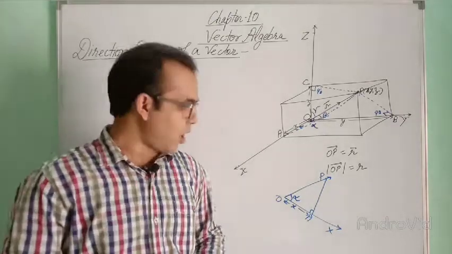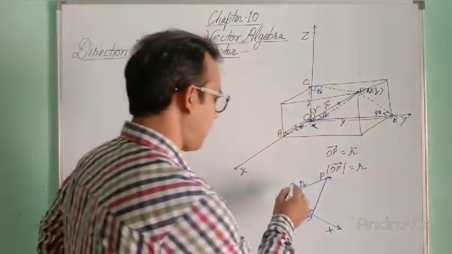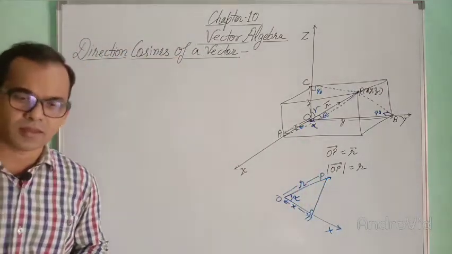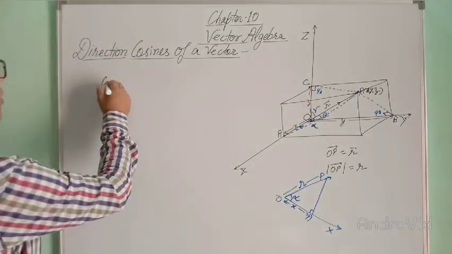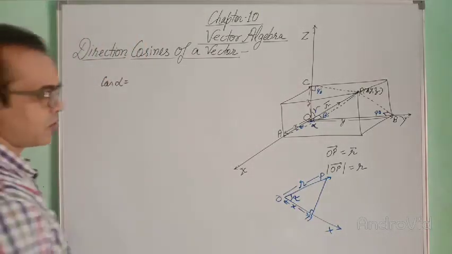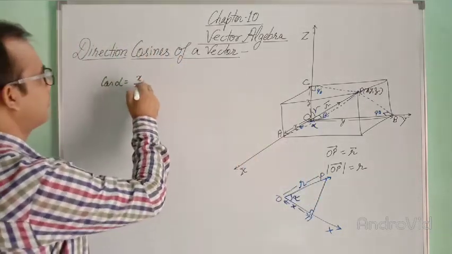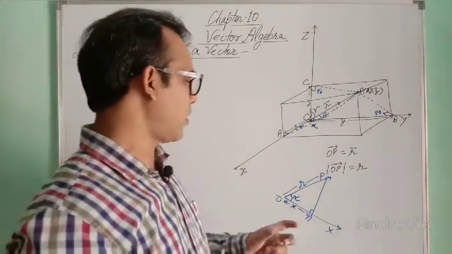Clear? Now the length of OP, that is R. So can we get the value of cos alpha here? Yes, we can get the value of cos alpha as base upon hypotenuse. Base is x and hypotenuse is R. So cos alpha is equal to x upon R.